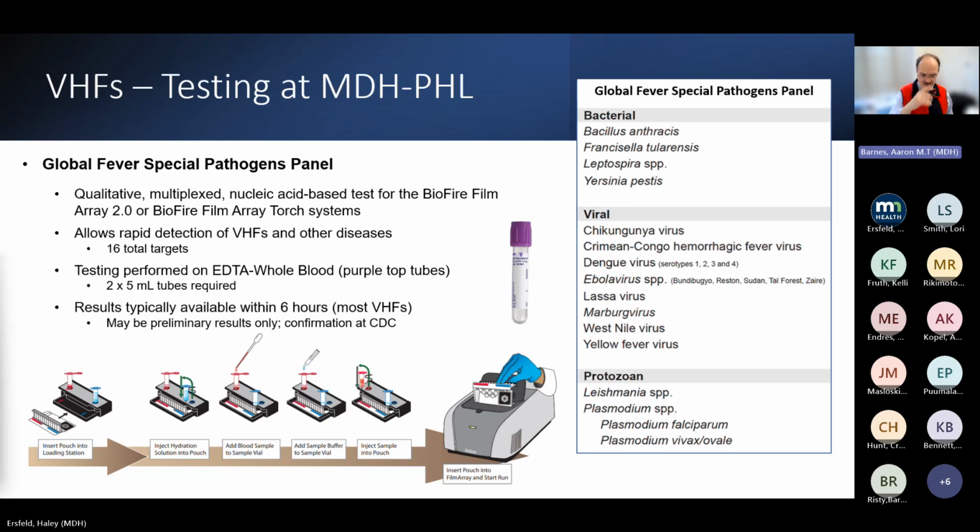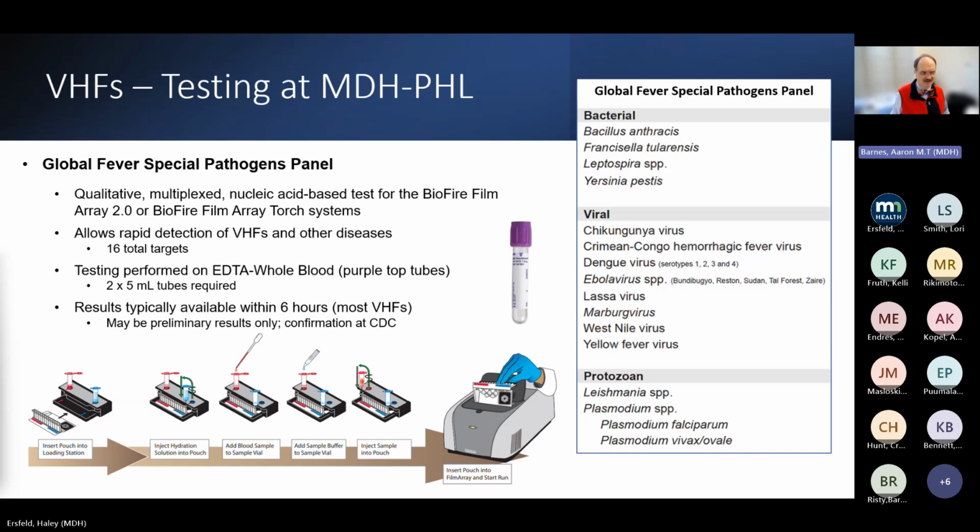So just as sort of an overview, most of our testing for viral hemorrhagic fevers, not all, but most of it, is based on a couple of BioFire platforms. We're mostly switching over to the BioFire Global Fever Special Pathogens one, mostly because it covers a bunch of VHF stuff as well as bacterial stuff we may need to sort of rule out. We also like that panel because in addition to telling you that most likely this patient doesn't have yellow fever or Ebola, it'll also tell you that they do have a plasmodium. So it's a nice platform.